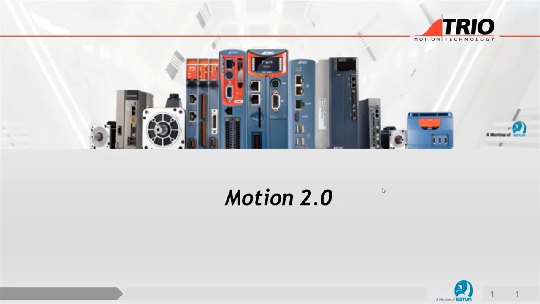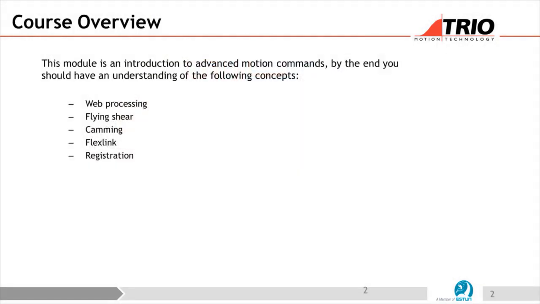Within Motion2, we're looking at the way it operates with continuous motion rather than point-to-point motion. So one axis following another one, that kind of thing. Some people call this web processing. So the web being some kind of thing going through a machine. It could be paper in a printing machine.